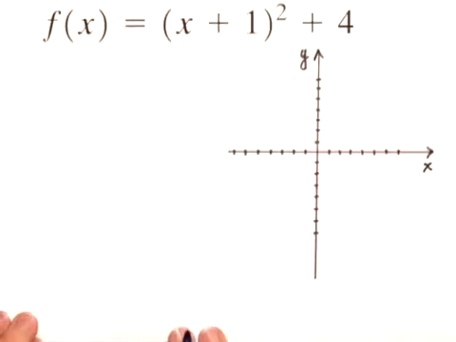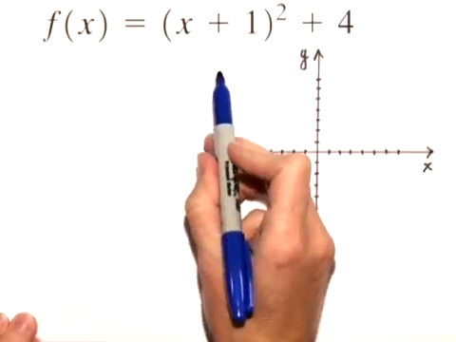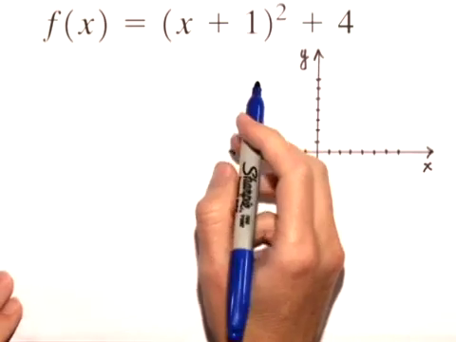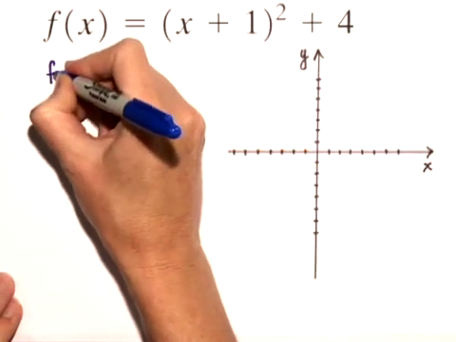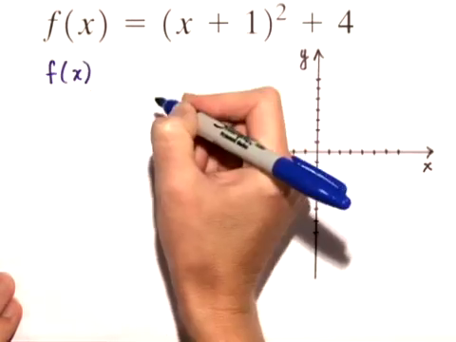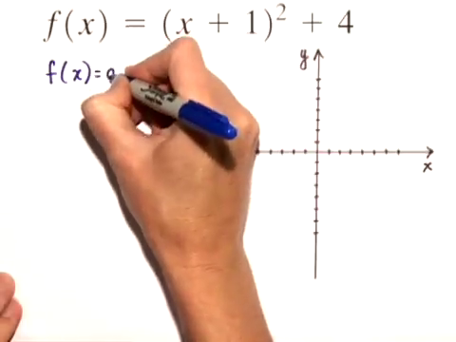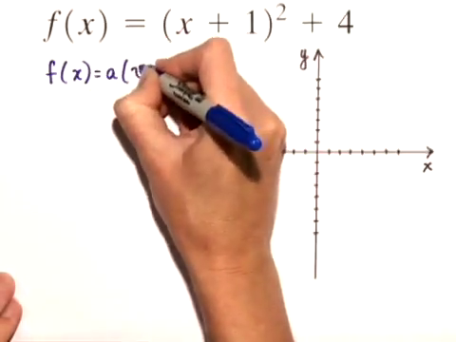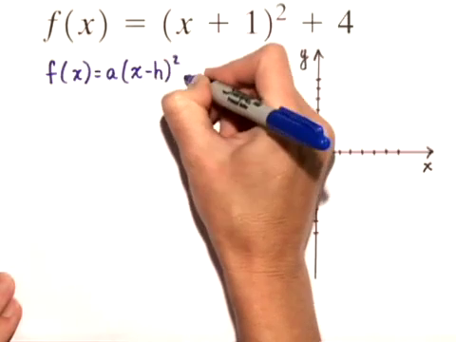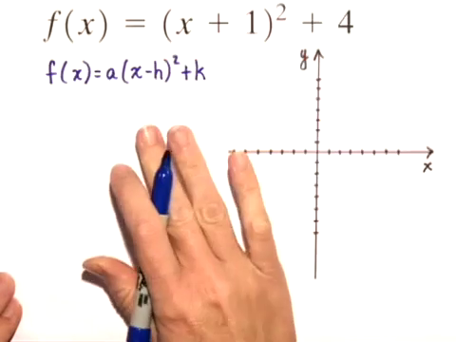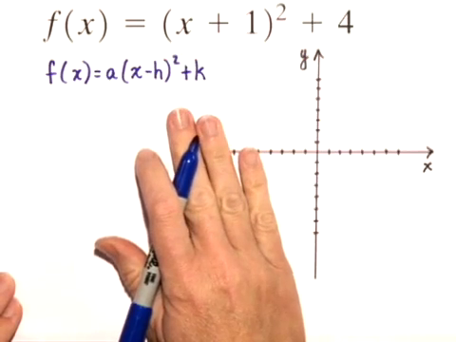We have f of x is equal to (x plus 1) quantity squared plus 4. This is given in vertex form. We have f of x is equal to a times the quantity (x minus h) squared plus k. We know (h, k) represents the vertex.